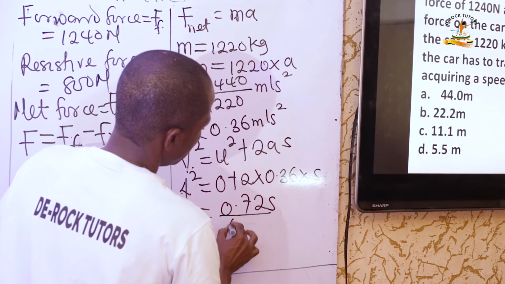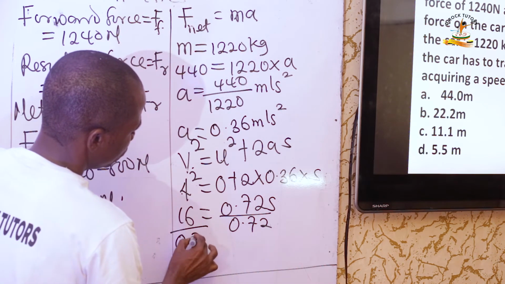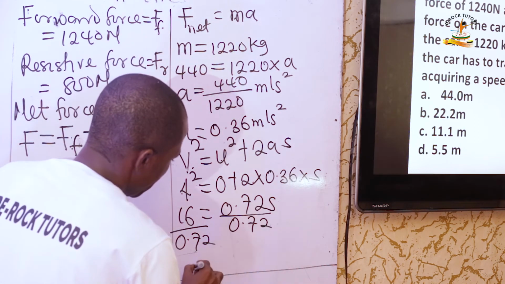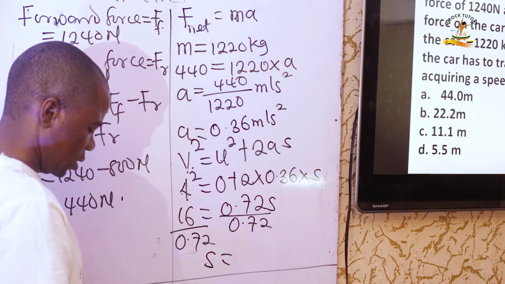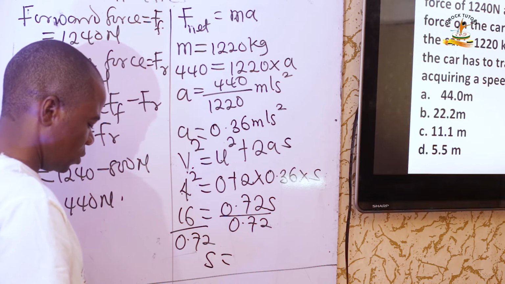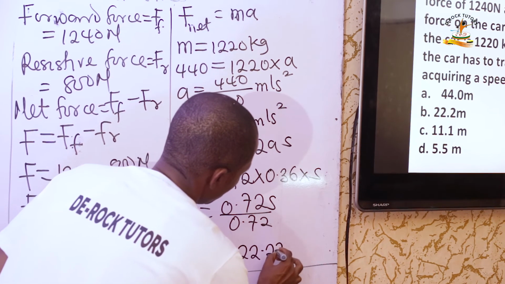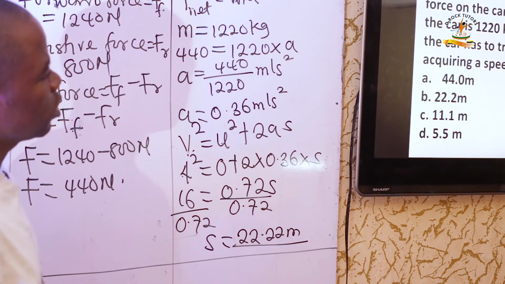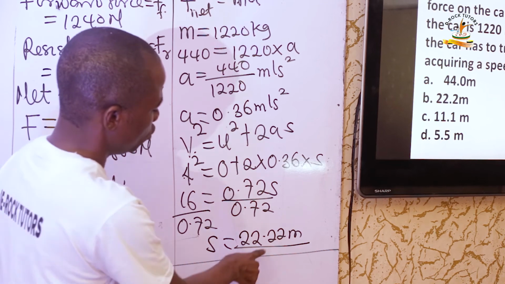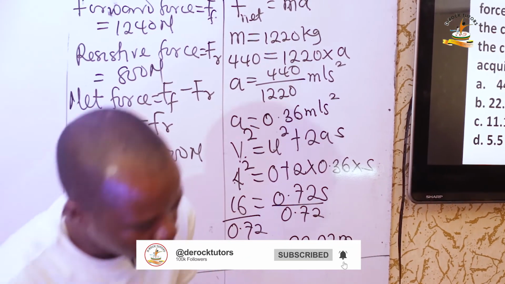What do we do? Let's divide both sides by 0.72 so that our s now is equal to 16 divided by 0.72. And that gives us 22.22 meters. And the correct answer is option B, 22.2 meter. Let's go to number 35.